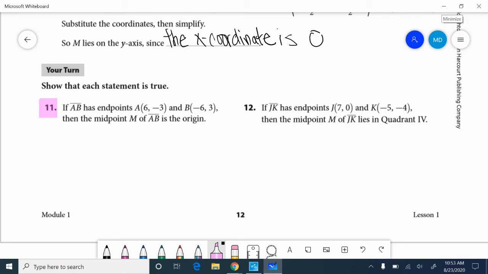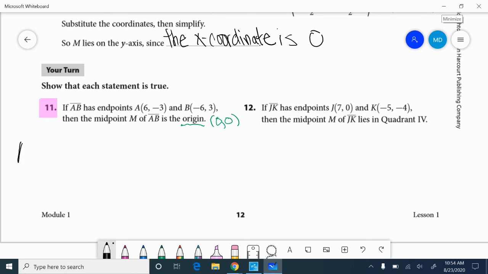Okay, if AB has endpoints A with coordinates 6, negative 3, and B with coordinates negative 6, 3, then the midpoint of segment AB is the origin. So we're trying to prove it's the origin, but remember what the origin is in case you forgot. The origin is coordinate 0, 0. All right, so that's what we're trying to prove.